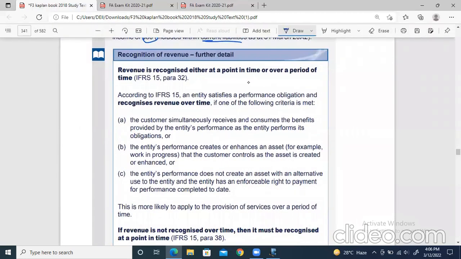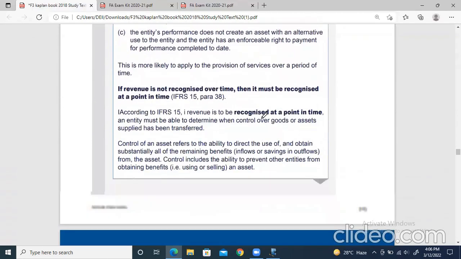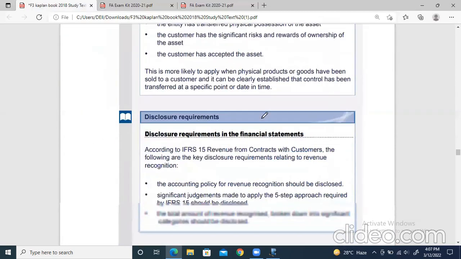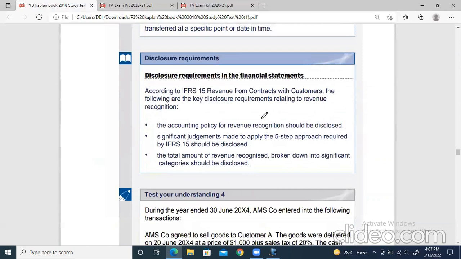This is your homework. You can read it at home. This is further detail, right? This is very simple. Again, the same things are being discussed, right? And finally, our chapter for IFRS 15 has ended as well. Let's read this as well.